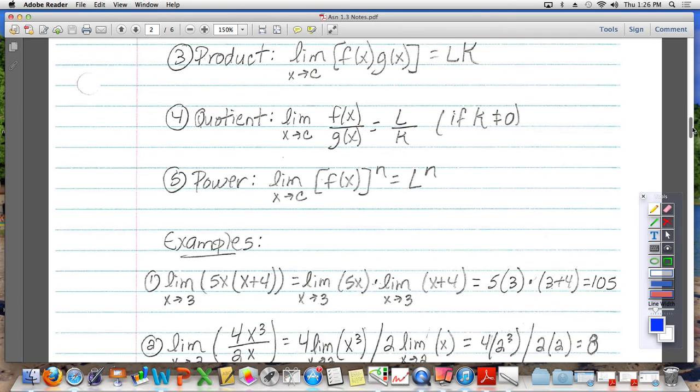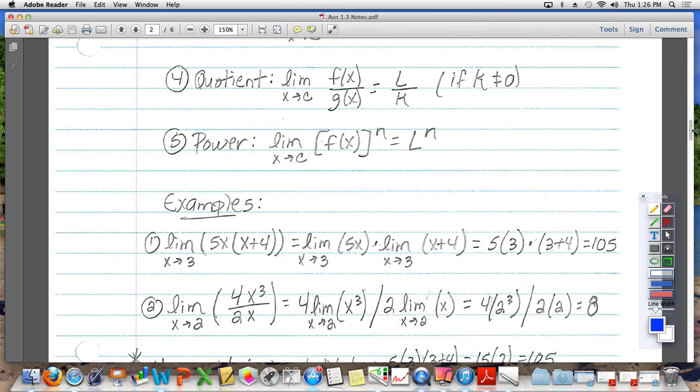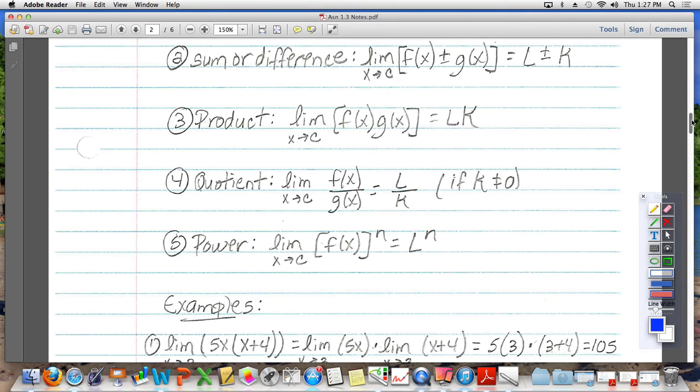Number 4, the quotient. Wait, so I don't... Can you scroll up? Hold on. I didn't get to the... Can we go back to project? We can't see.